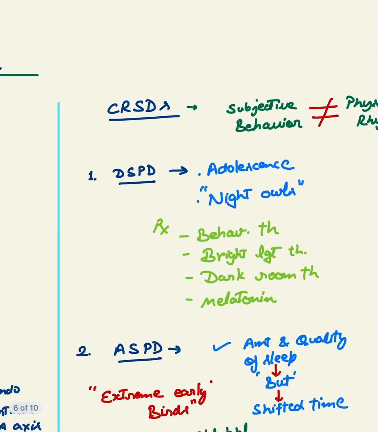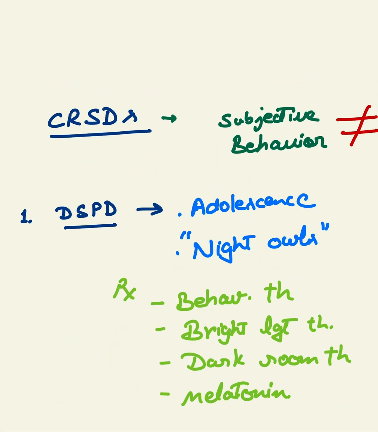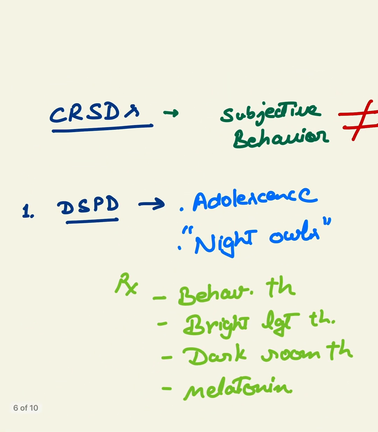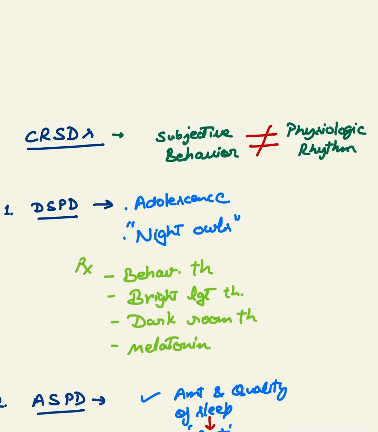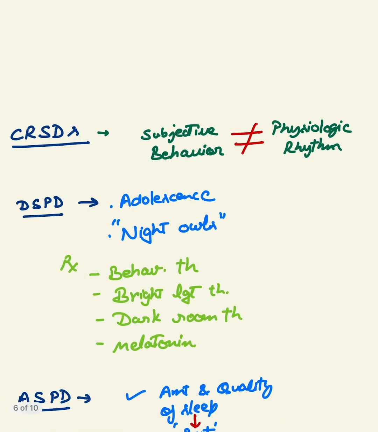Now, just coming to the circadian rhythm sleep disorders proper. Why do they happen? Because in circadian rhythm sleep disorder, there is a mismatch between the subjective behavior and physiological rhythm with the environmental light-dark cycles, or the social activity and rest cycles. There is non-concordance, or we can say there is a mismatch.